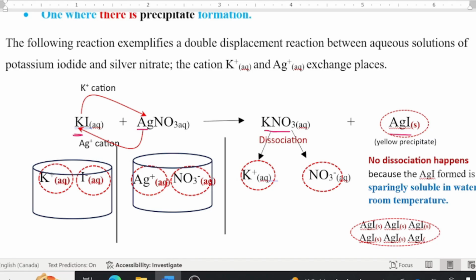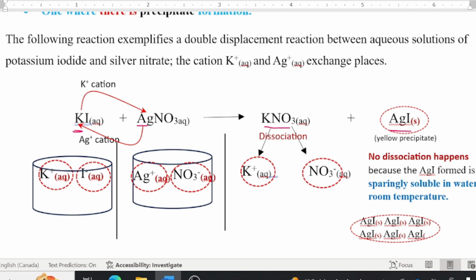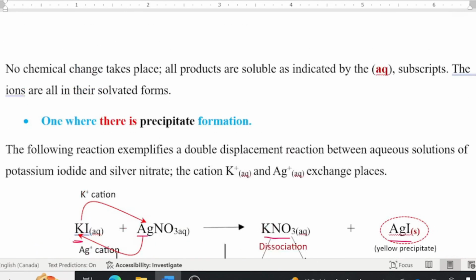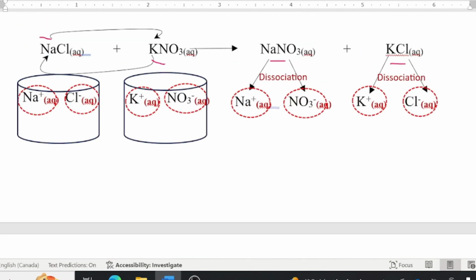One of the analogies I like to use to represent a double displacement reaction is people dancing at a party. Let's go back to this one here. Let us suppose that these are friends and they came to a party and they're dancing together. But they're not embracing each other. They're not touching each other. They're standing in front of each other and dancing. Same thing is happening here. These ions are separate from each other. They're dancing, but they're not touching each other.